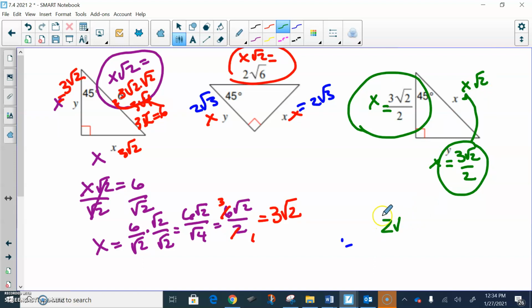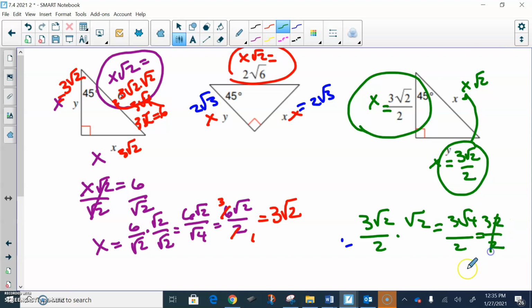3 root 2 over 2 times root 2 gives us 3 root 4 over 2, gives us 3 times 2 over 2. We can cancel those 2's out, so it looks like the length of our hypotenuse in this case is 3 units. All right, let's look at the next one.